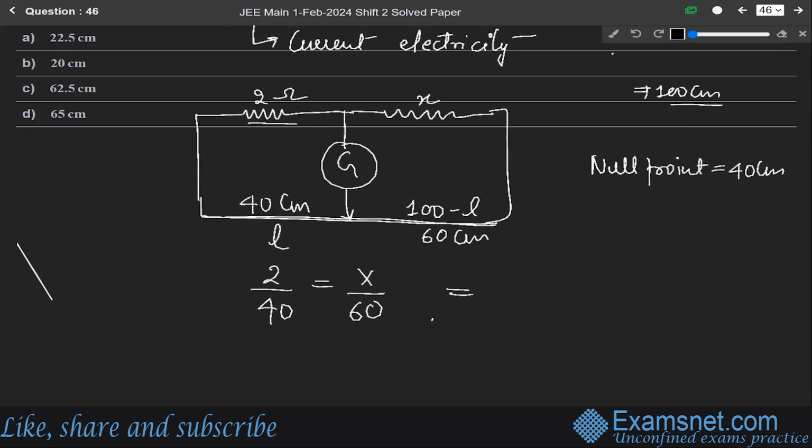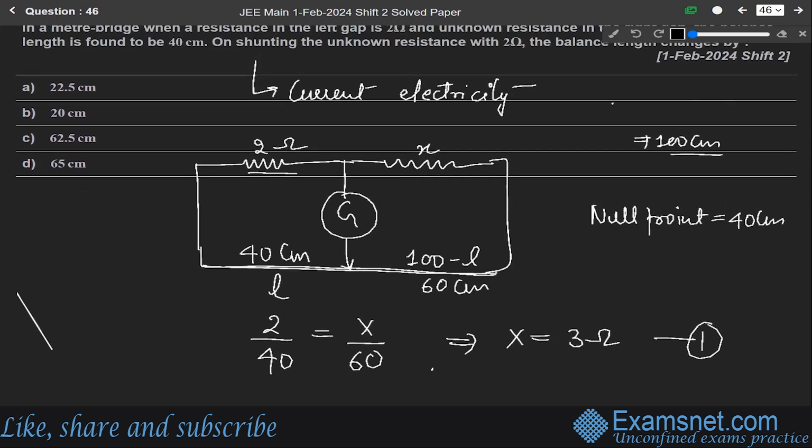Okay, then we find that x is equal to 3 ohm. This is equation 1. Now the question is saying that on shunting the unknown resistance with 2 ohm, if we shunt this unknown resistance with 2 ohm, then we have to find the balance length. Now this 2 ohm and x are in parallel.